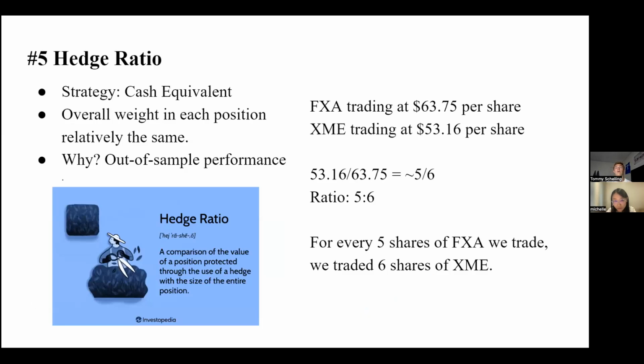So hedge ratio, our strategy was just pretty simple, pretty basic cash equivalent. We wanted the overall weight in each position to be relatively the same. Additionally, after doing some math, we came out with a ratio of 5 to 6, considering the trading price at the time we were making this investment. So for every 5 shares of FXA we trade, we'd like to also trade 6 shares of XME.